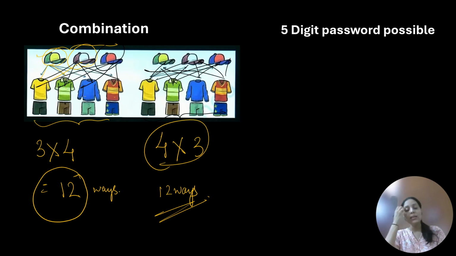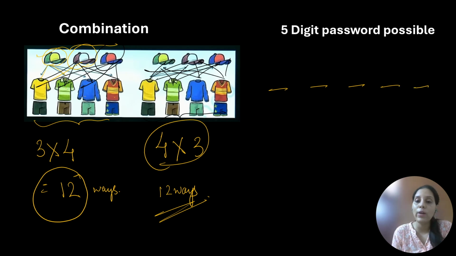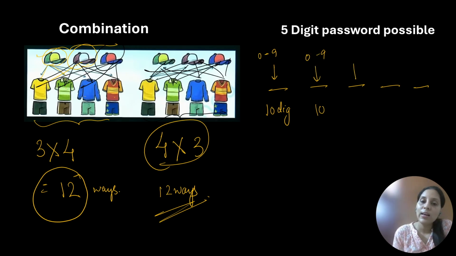Now, similarly, is a 5-digit password possible? अब देखो, let me have a 5 digit, 3, 4, 5. So these are the 5 digits. Now here it can have 0 to 9 digits. 0 to 9 means 10 digits, 10 options. Here also 0 to 9, 10 options. Here also, 10 options. Here also, 10 options. Here also, 10 options.